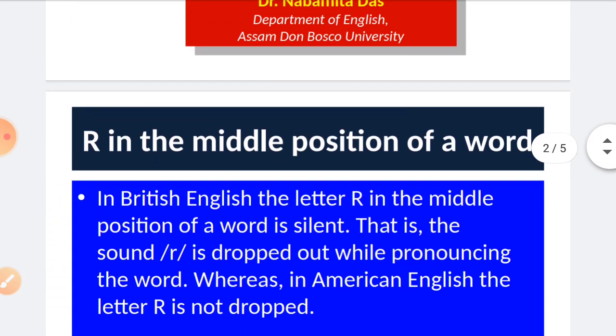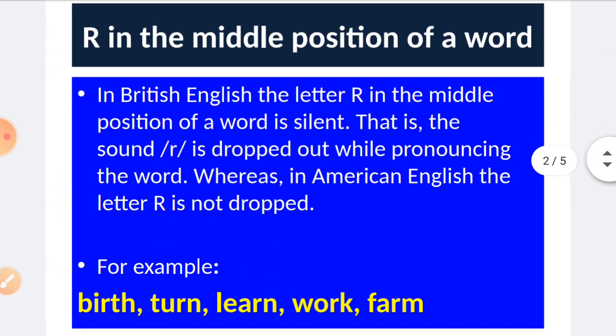So, the very first difference. What happens when R is in the middle position of a word? In British English, the letter R in the middle position of a word is silent. That is, the sound R is dropped out while pronouncing the word. Whereas in American English, the letter R is not dropped.